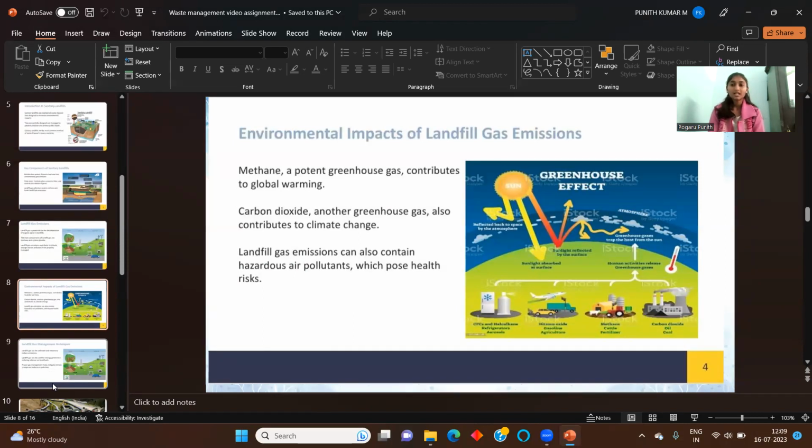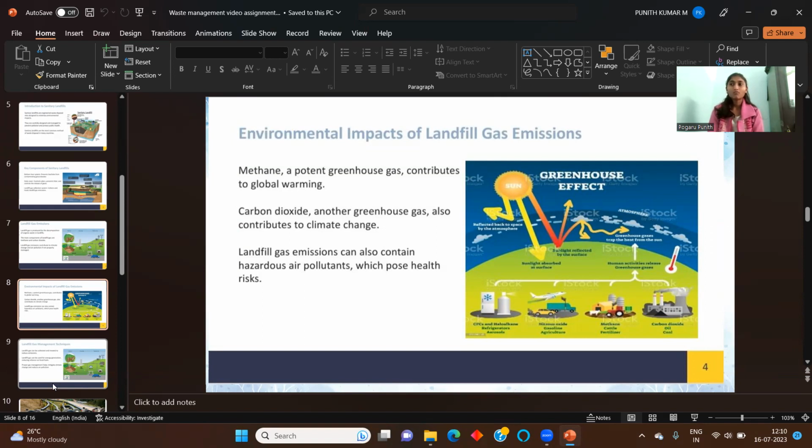Next is carbon dioxide. This is a colorless and odorless and non-flammable gas, and it is also denser than air. Typically, it makes up 30 to 40% of the gas produced in waste. And except methane and carbon dioxide, there are some more gases which are produced, namely oxygen and nitrogen.